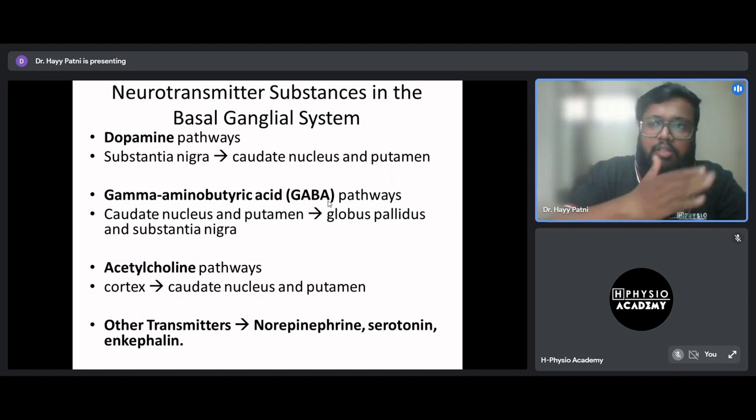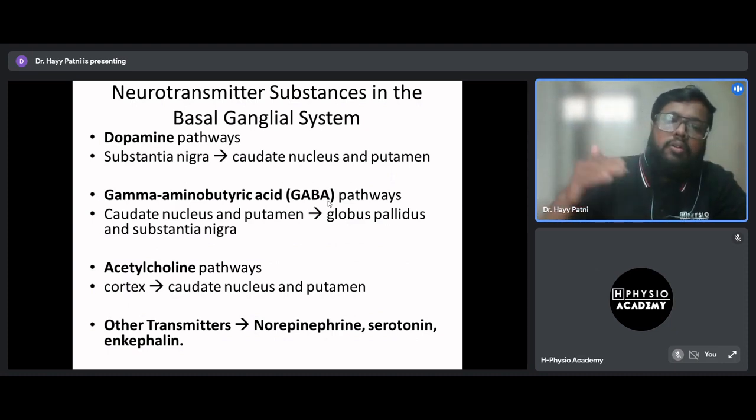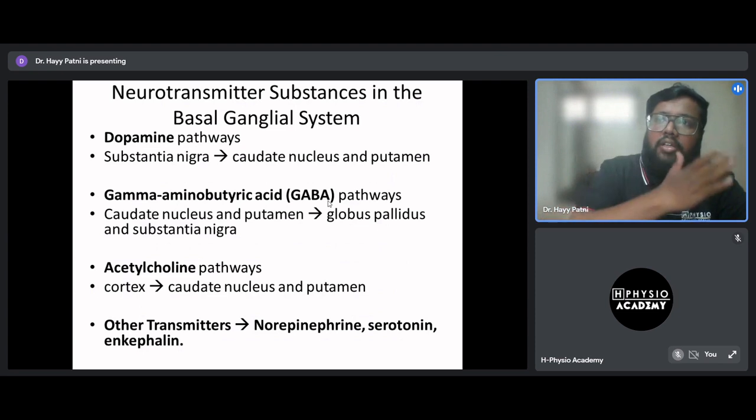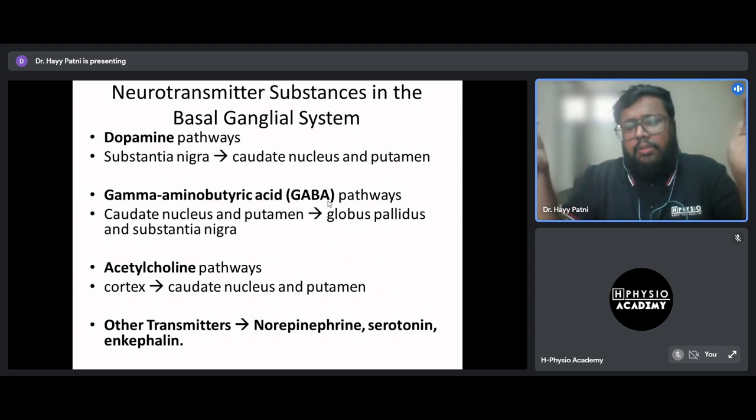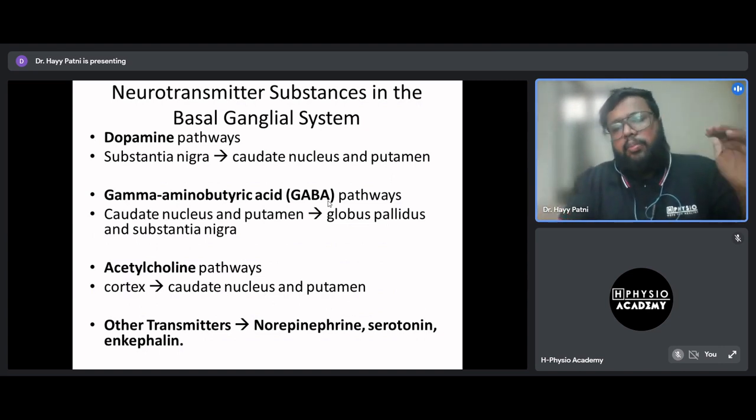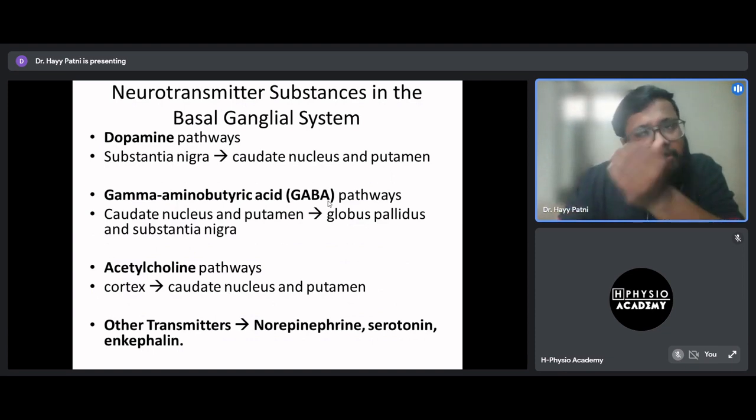So all these pathways have different neurotransmitters with different neuroreceptors as well. The dopamine pathway is, I think, the most well-known part of the basal ganglia: the caudate nucleus and putamen, and how the substantia nigra has a dopamine pathway to the caudate nucleus and putamen. We'll be discussing this in detail when we discuss the pathologies in later episodes, a little bit, again.